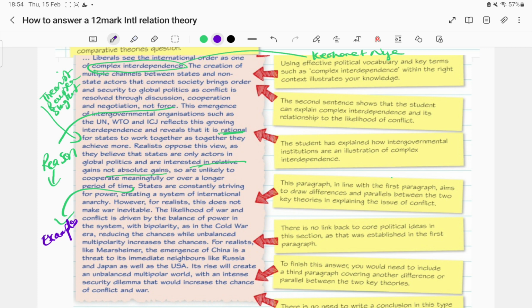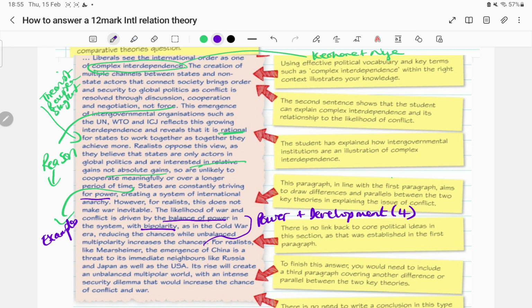So for them, states are constantly striving for power, creating a system of international anarchy. However, for realists, this does not make war inevitable. The likelihood of war and conflict is driven by the balance of power system, more keywords, with bipolarity, as in the Cold War era, for example, reducing the chances, while unbalanced multipolarity increases the chances. This is linking to power and development, our first topic, technically topic 4.